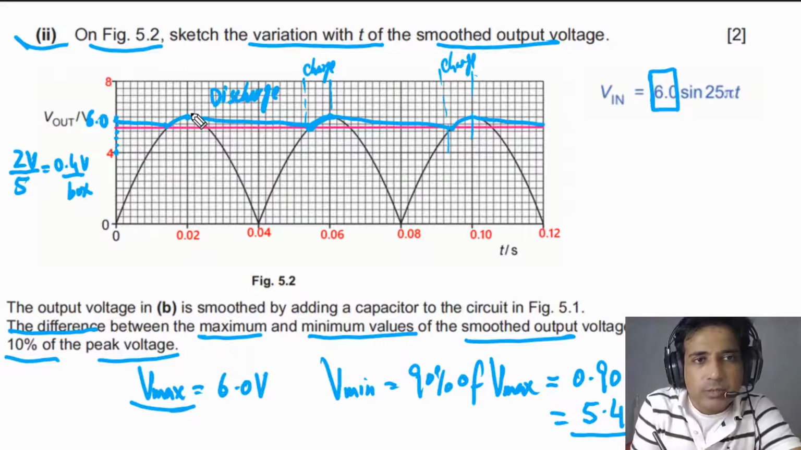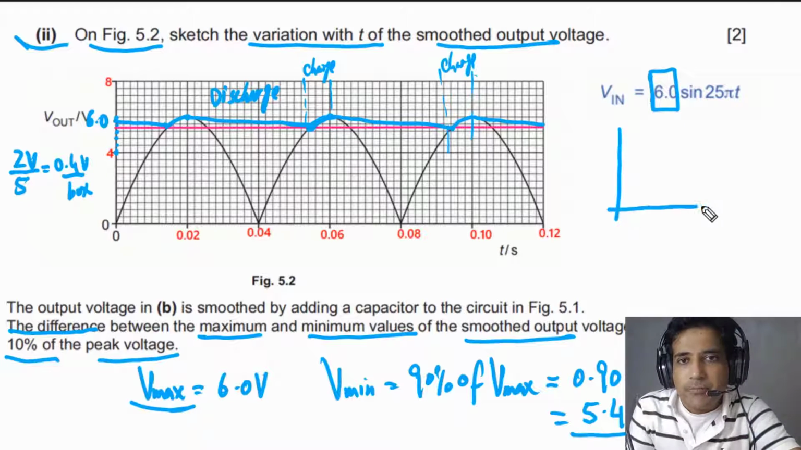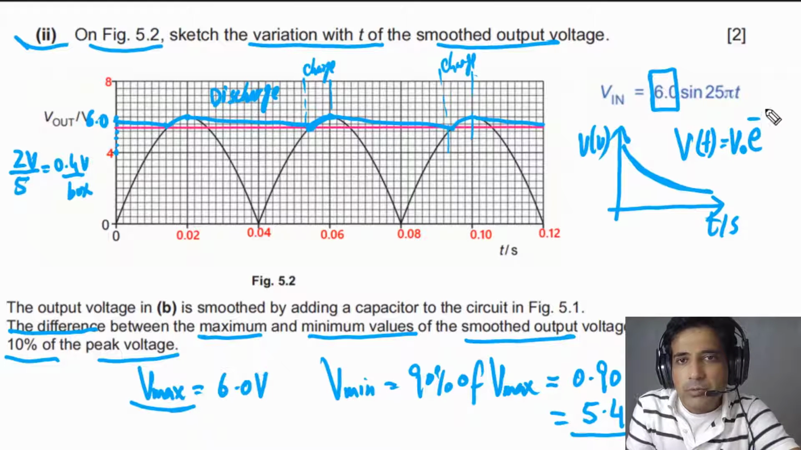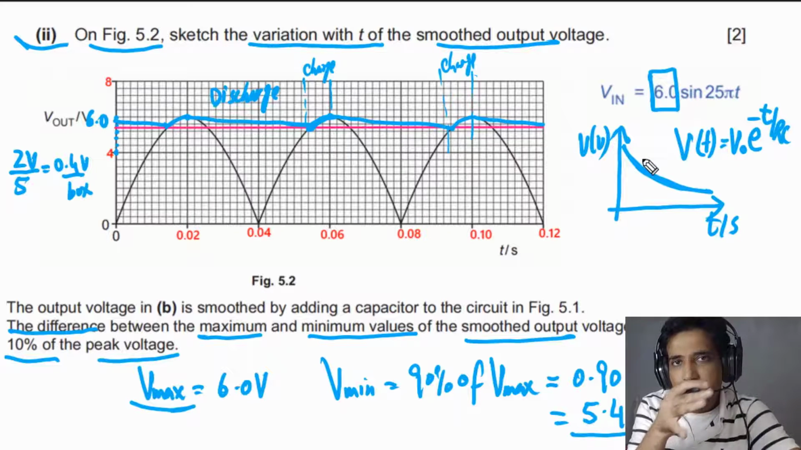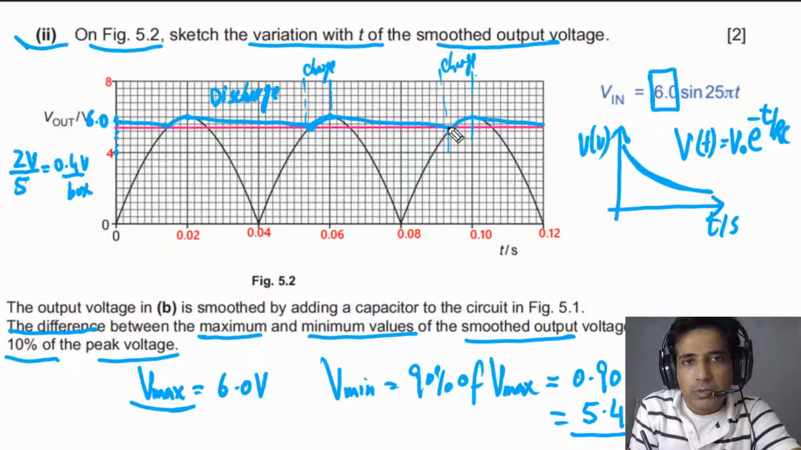If you draw simply a straight line between these 2 points, that is also acceptable. But the better way is to draw a curve because the capacitor is discharging, and discharging of a capacitor is not a straight line. If we have voltage and we have t on the x-axis, the capacitor will follow this curve. In this case, V as a function of time is equal to V naught e to the power of minus t over RC. So this has to be an exponential decay curve. So it's better to draw the curve, not a straight line.